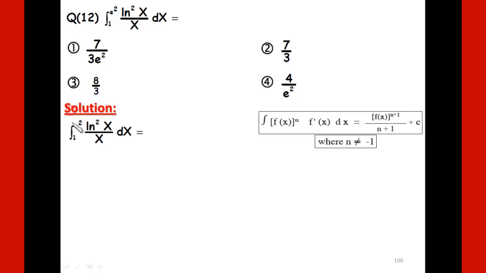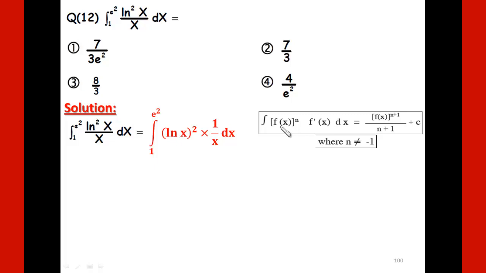Solution. We can rewrite the integration in this form. It's from 1 to e squared of ln x all power 2 multiplied by 1 over x. It is the same integration, but in another form. To explain that, we have a function ln x multiplied by its derivative. What is the derivative of ln x? It is 1 over x. And n equals 2. So we have the same rule. We can use this rule.